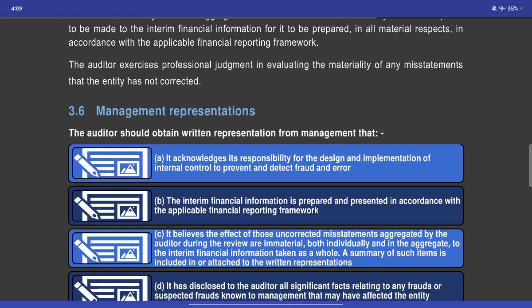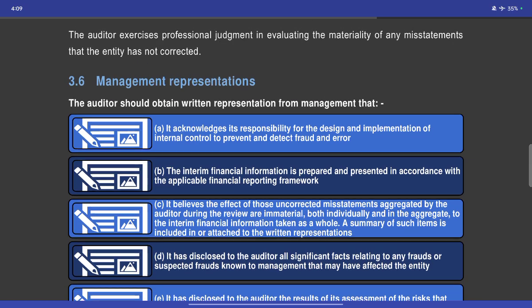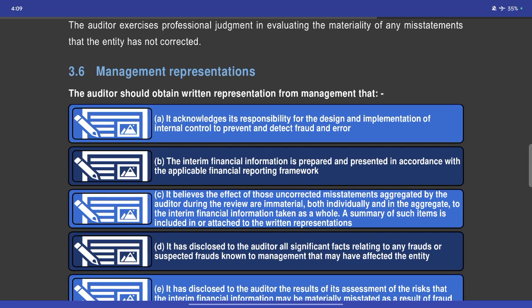The auditor exercises professional judgment in evaluating the materiality of any misstatements that the entity has not corrected.